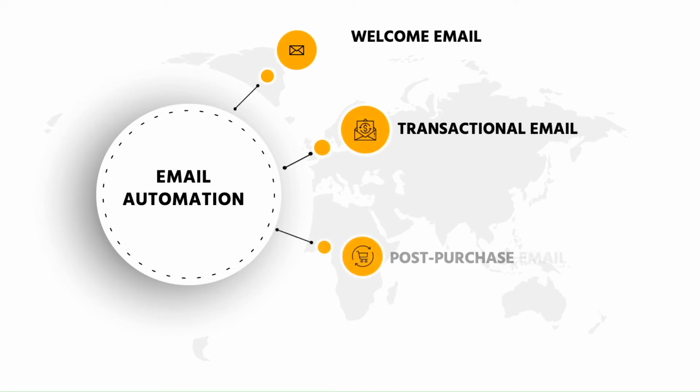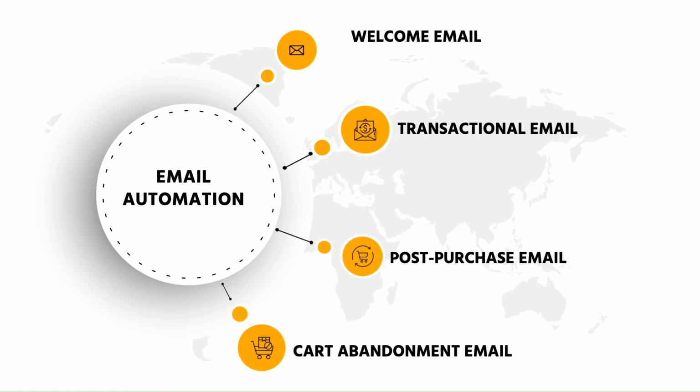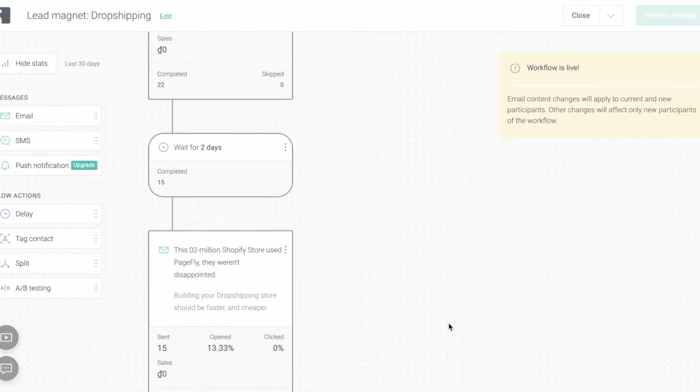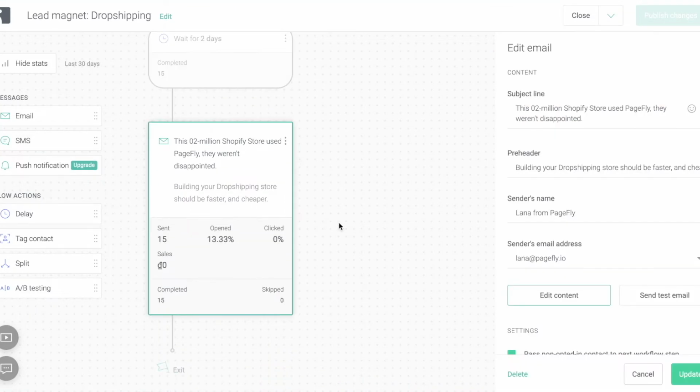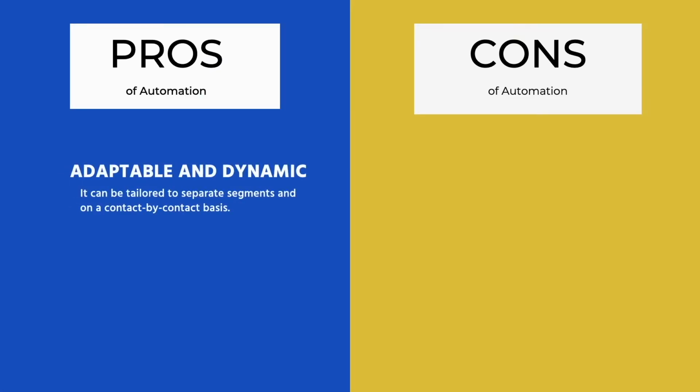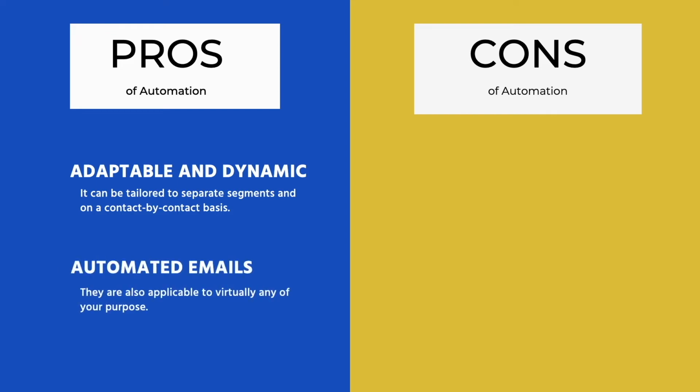transactional emails, and abandonment emails. Before you begin working with automation tools, you may want to weigh the benefits of the alternatives, and whether traditional campaigns work better for your Shopify store and your business as a whole. Do not be confused, because I'll clarify both the pros and cons of automation campaigns. The pros of automations: first and foremost, they're adaptable and dynamic. They can be tailored to separate segments and on a contact-by-contact basis. Automated emails are also applicable to virtually any of your purposes.